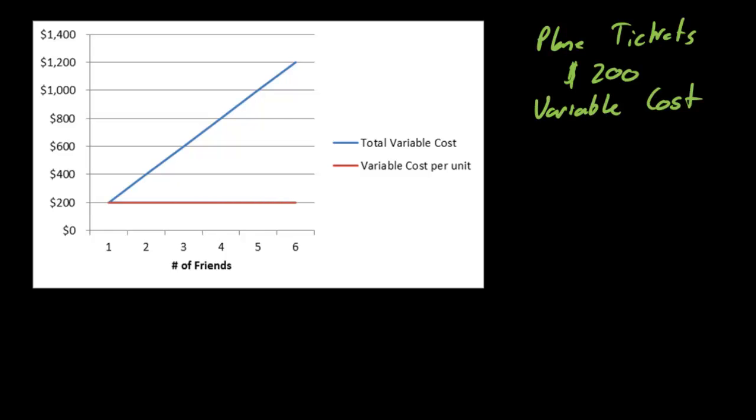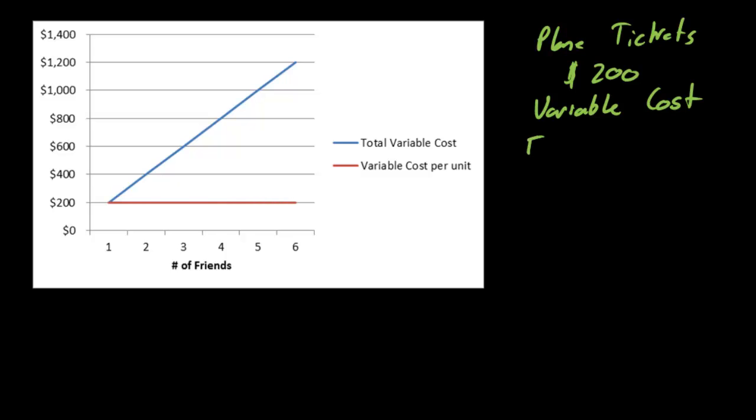For one, everyone's going to have to buy a plane ticket. So let's say that plane tickets right now are selling for $200. Now this plane ticket's going to work differently than the beach house. This plane ticket's going to be defined as a variable cost. And that's because the more people we invite on the trip, as the activity level increases, the number of people that come on our trip increases, the total cost will vary. It will also increase. So you can see that real clearly.